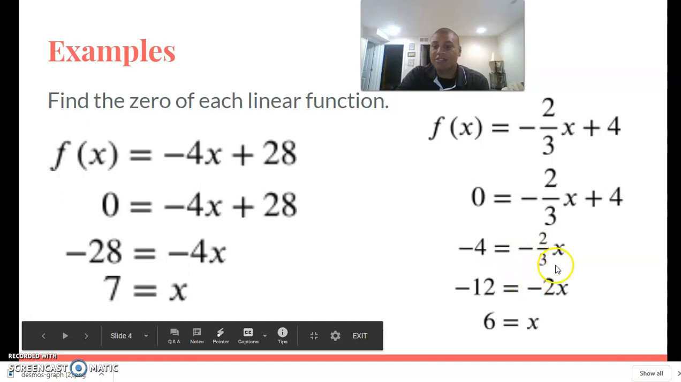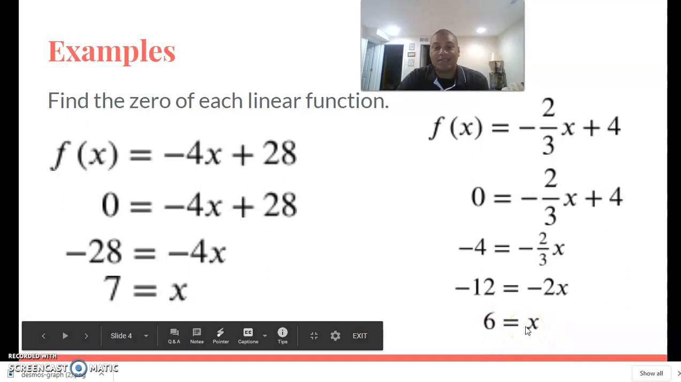How do we get rid of fractions? We multiply by the denominator. So multiply both sides by 3. That's where the negative 4 becomes a negative 12. Negative 4 times 3, negative 12. All we have left on this side then is the negative 2x. Divide both sides by negative 2. Negative 12 divided by negative 2, positive 6. x equals 6.